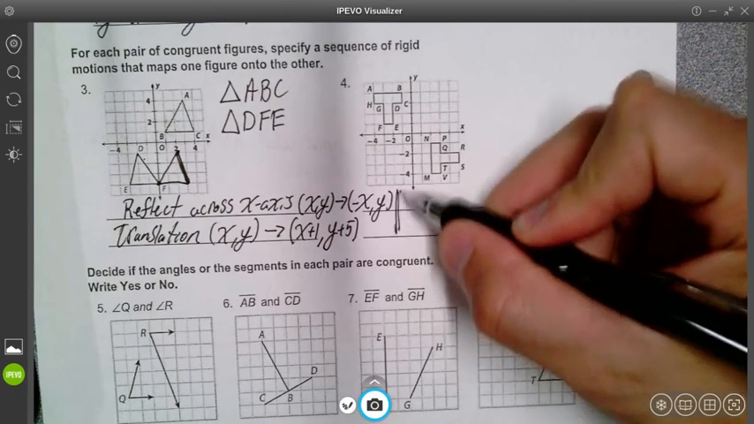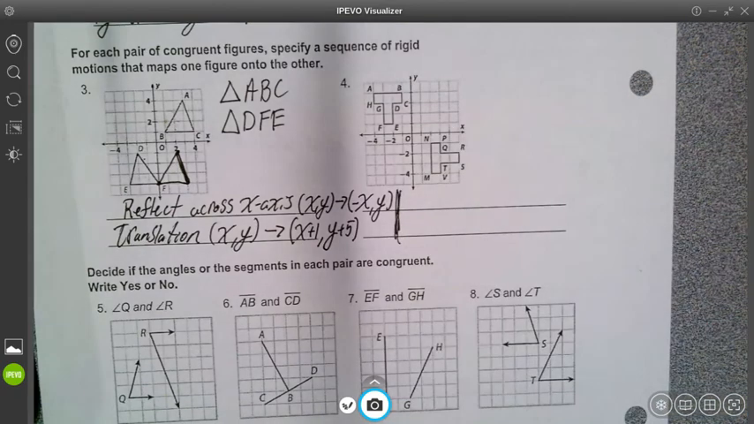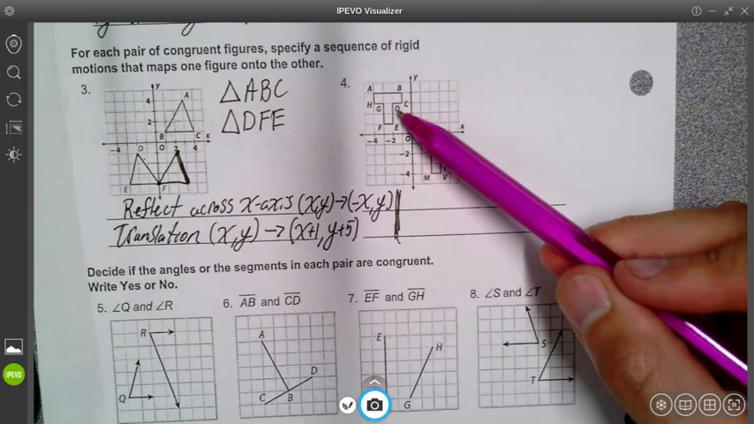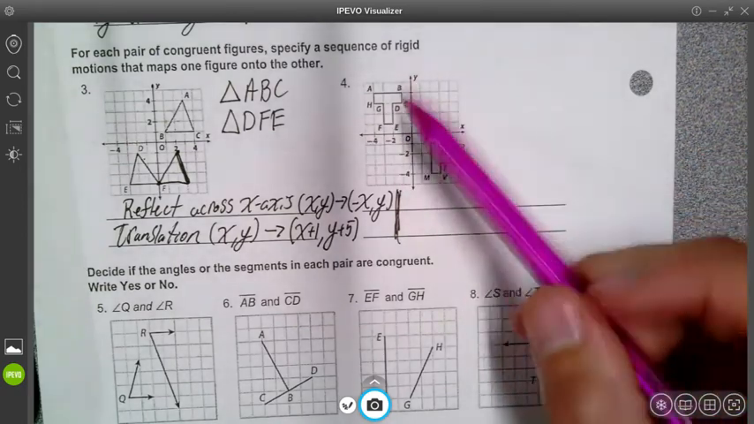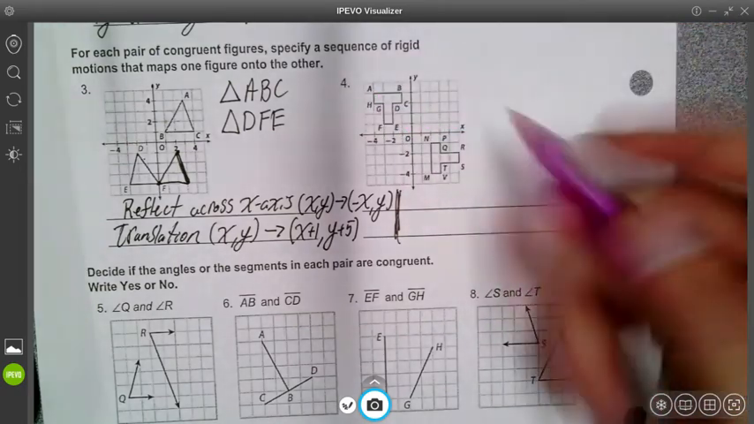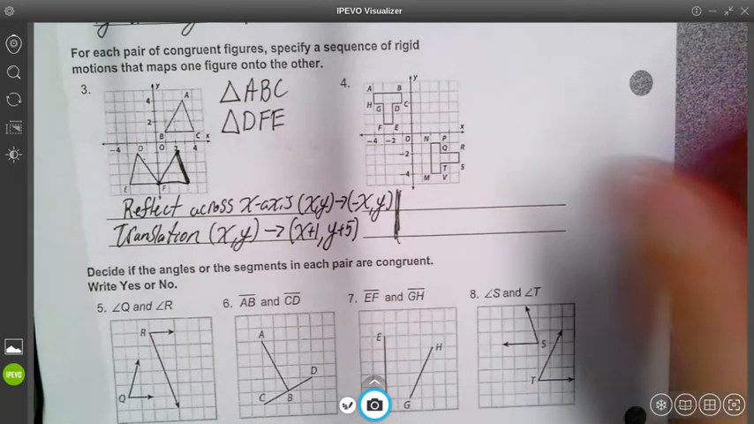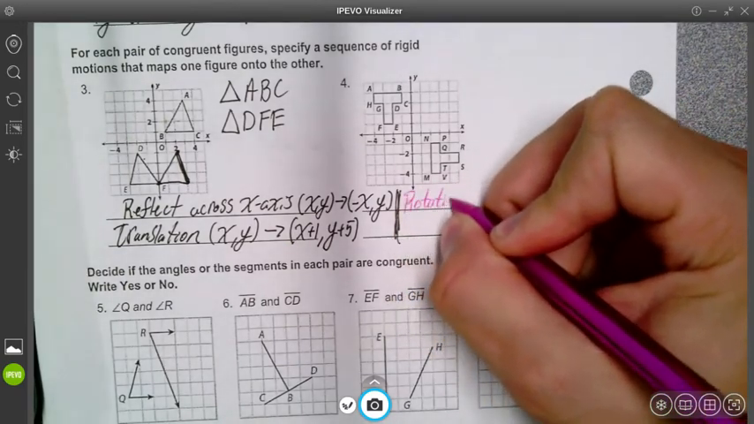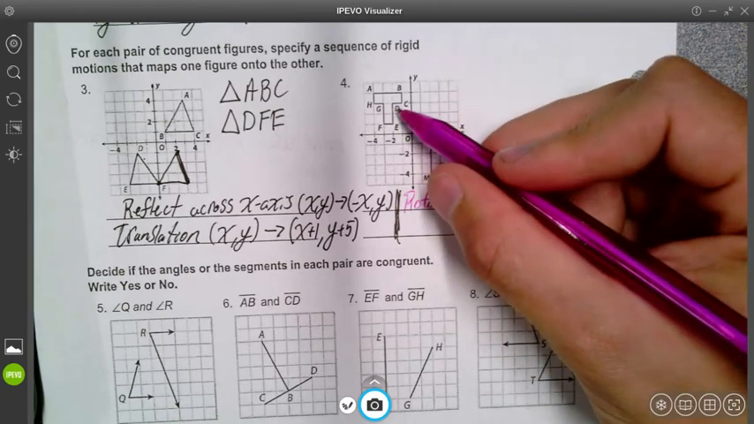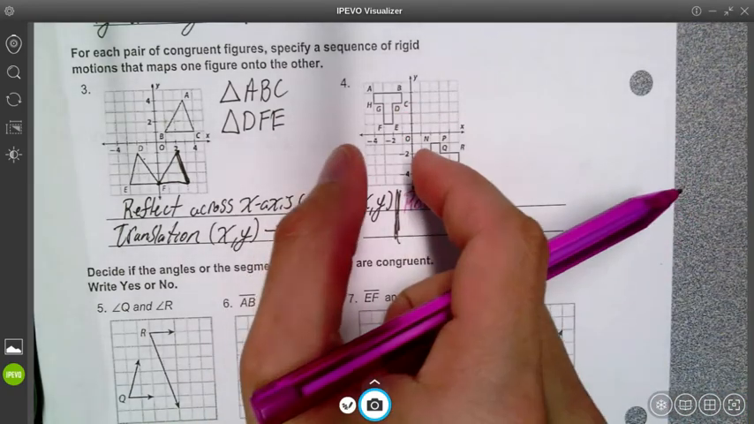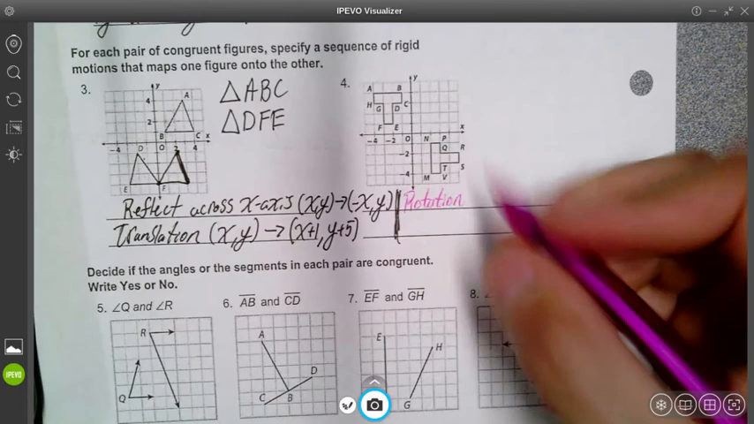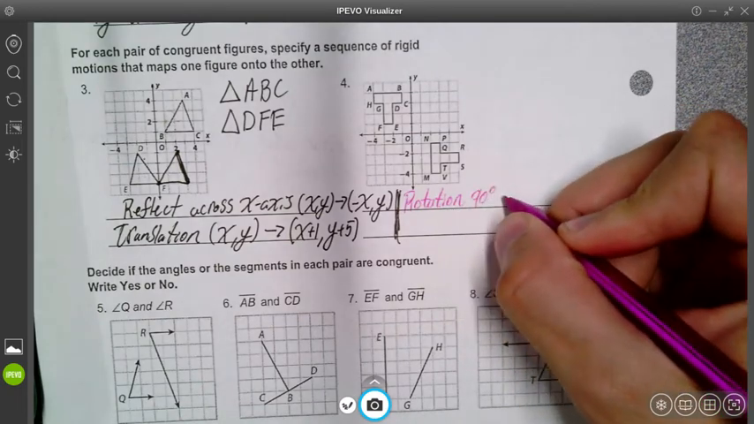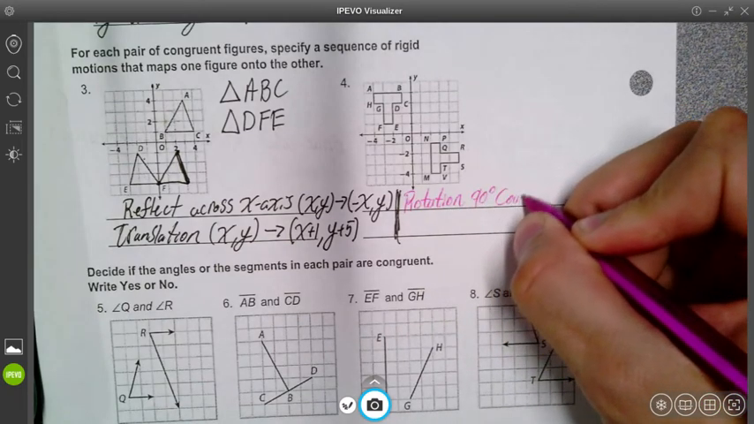Okay, so let me do this here and grab a different colored pen. Okay, now that I got a different colored pen here, it looks like when I look at this T, I need to turn it. Okay, so another word for turn would be a rotation. So the first thing that I'm going to do here is a rotation. And how do I need to turn it? Well, it looks like I just need to take it and turn it counterclockwise. So we're going to say 90 degrees counterclockwise.